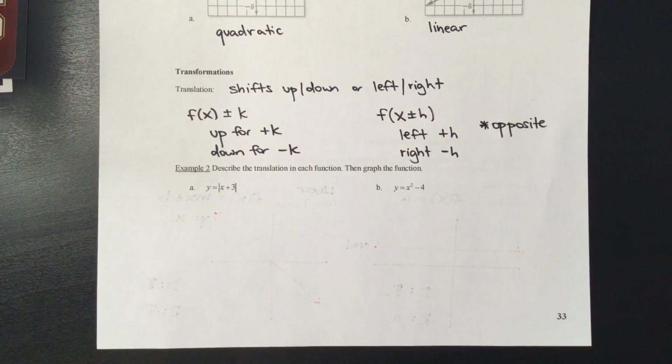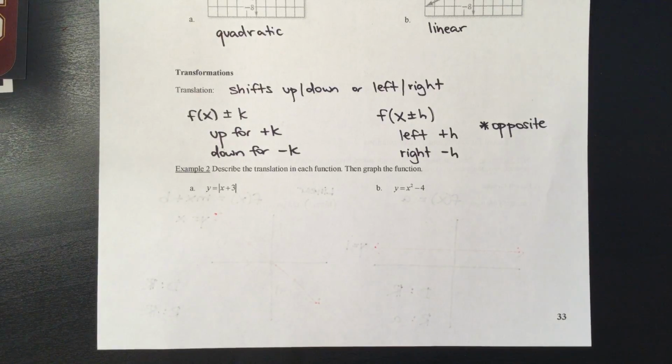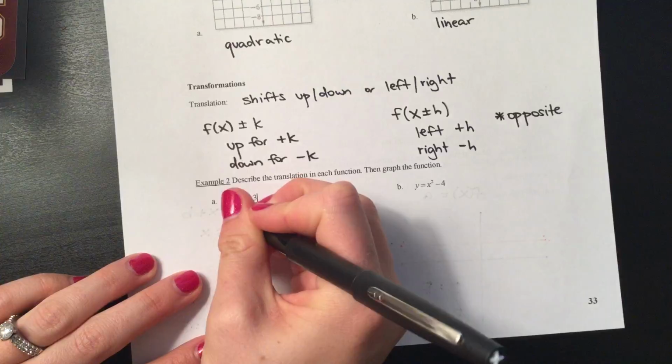So let's practice some of these. So translation, and then we're going to graph the function. So this is an absolute value function. First, we need to identify what the parent function is. So this is absolute value.